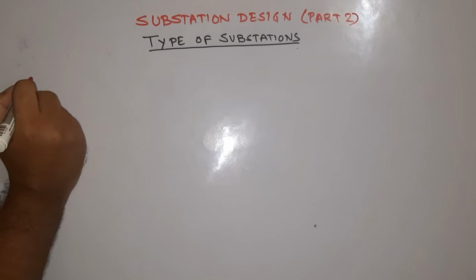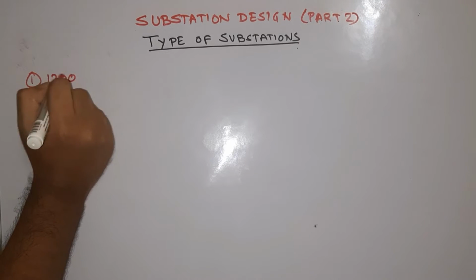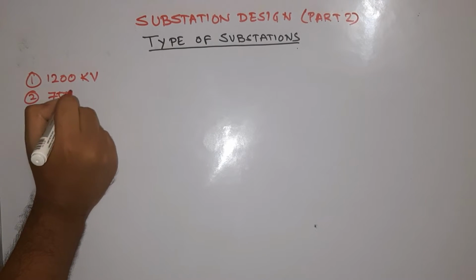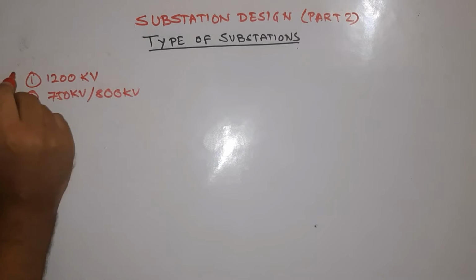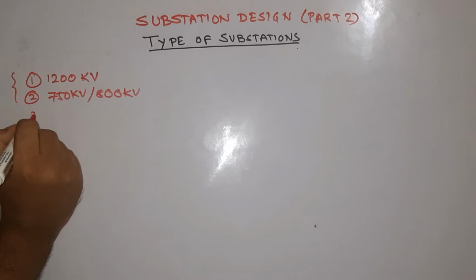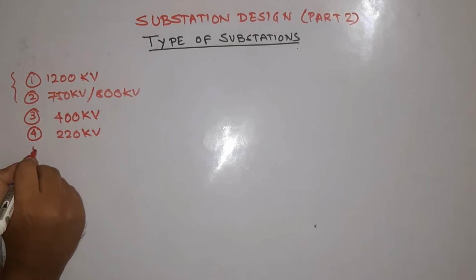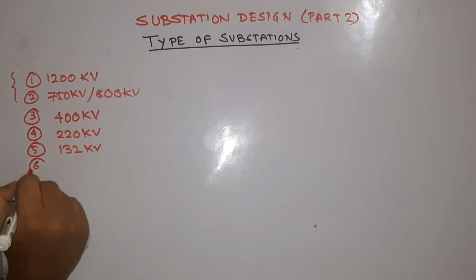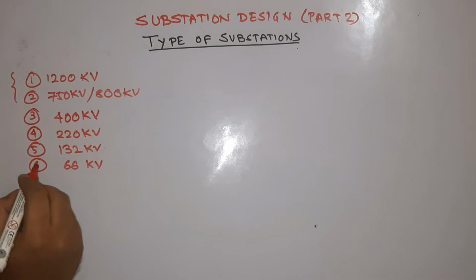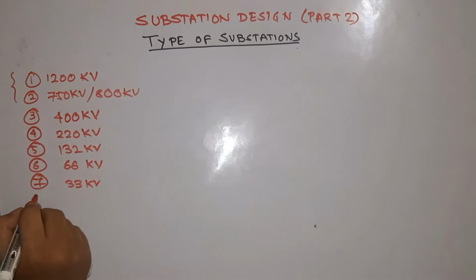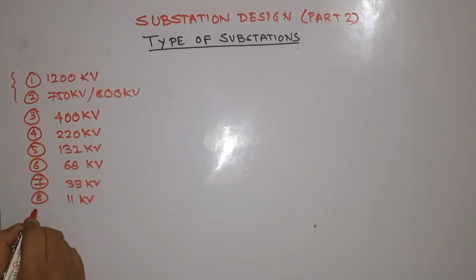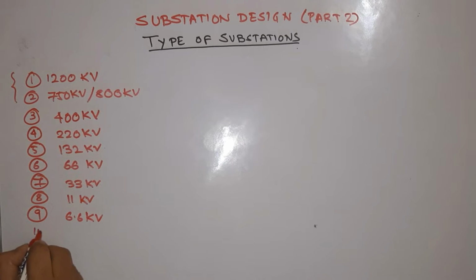So let me write down the voltage levels. The maximum voltage used is 1200 kV. Then there is 750 kV. It is often 800 kV also, but these voltage levels are very rarely used. Then there comes the very common voltage, 400 kV. After that there is 220 kV, then 132 kV, then 66 kV. 66 kV is also rarely used in India. Number 7 is 33 kV, number 8 is 11 kV. After that, number 9 is 6.6 kV, number 10 is 3.3 kV, and number 11 is 0.415 kV. Right, so these are the voltage levels mostly used for power distribution and transmission.